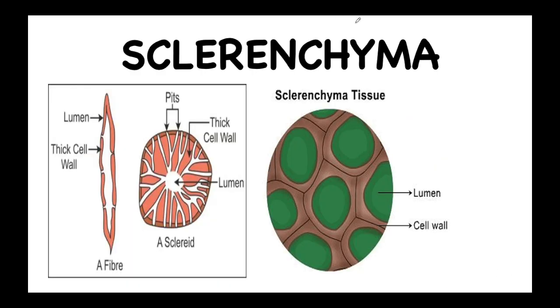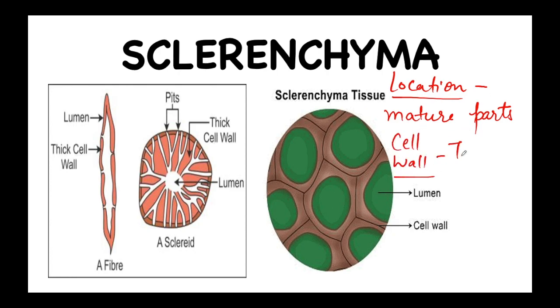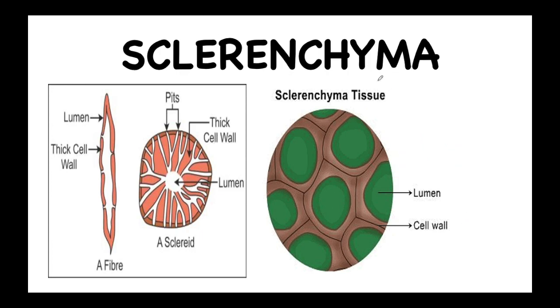Now come to the structure of sclerenchyma tissues. Sclerenchyma tissues are made up of dead cells. They have no intercellular spaces among them. Now come to the location of sclerenchyma tissues. They are present on the mature parts of the plant. What about the cell wall nature? The cell wall is thick and rigid and it is made up of lignin, which is a waterproof substance.